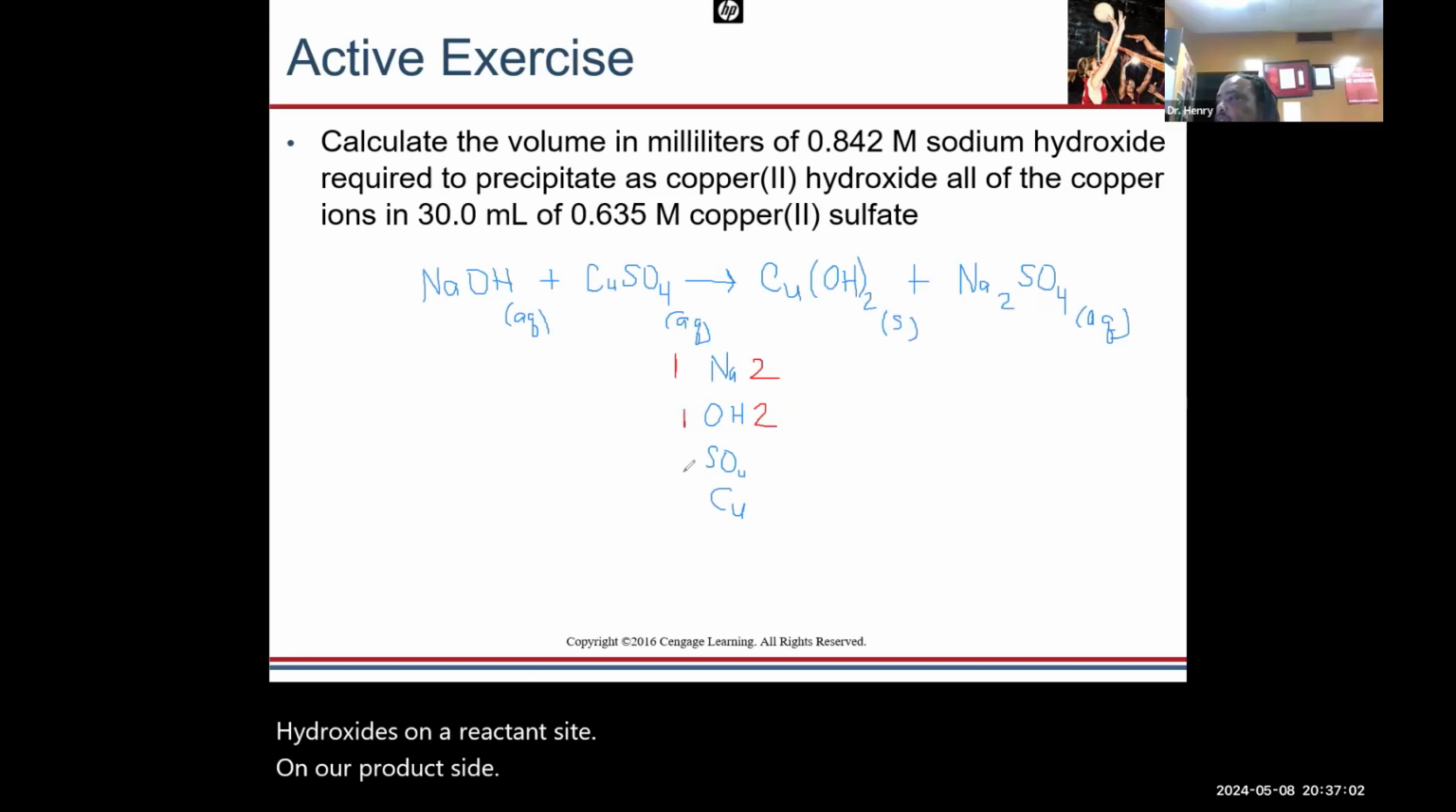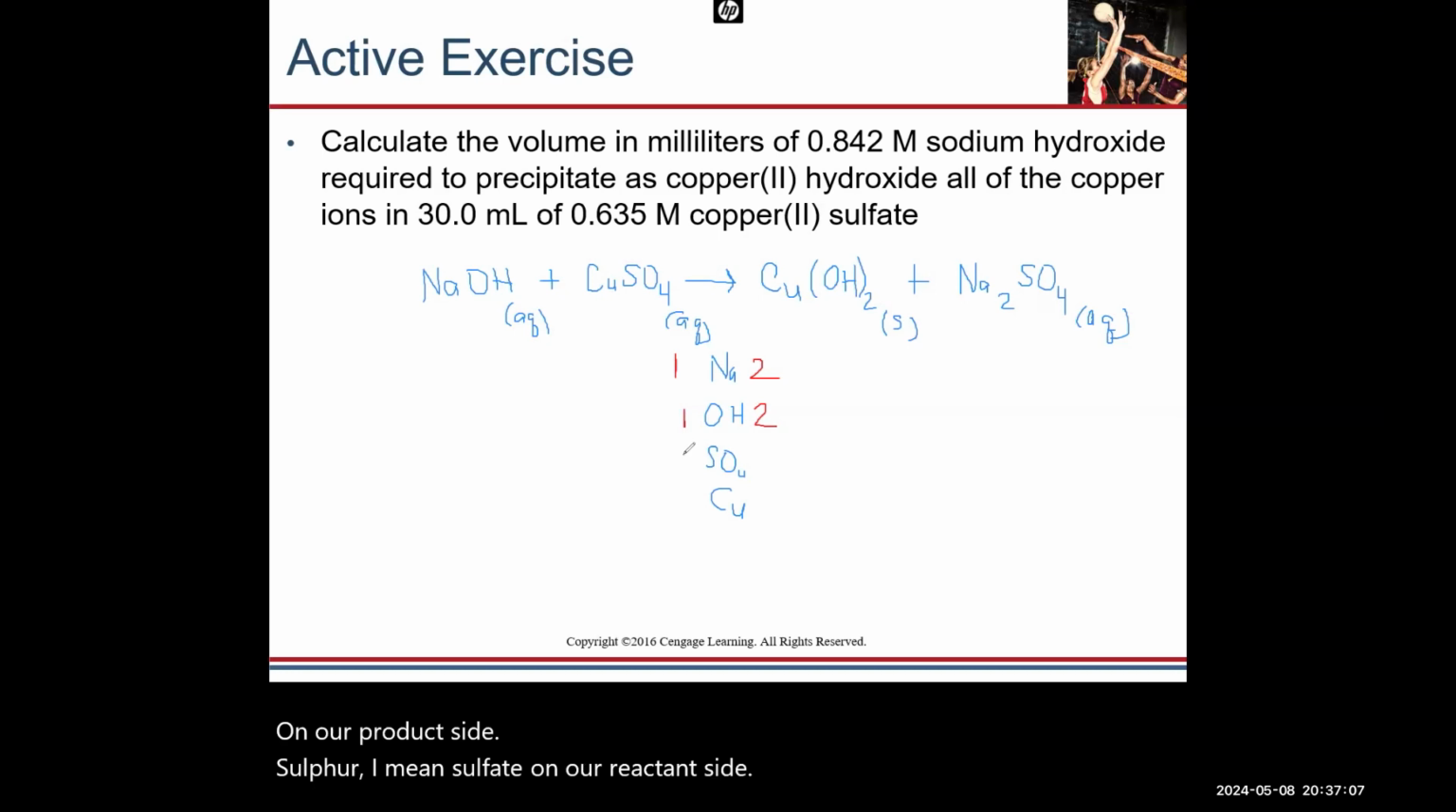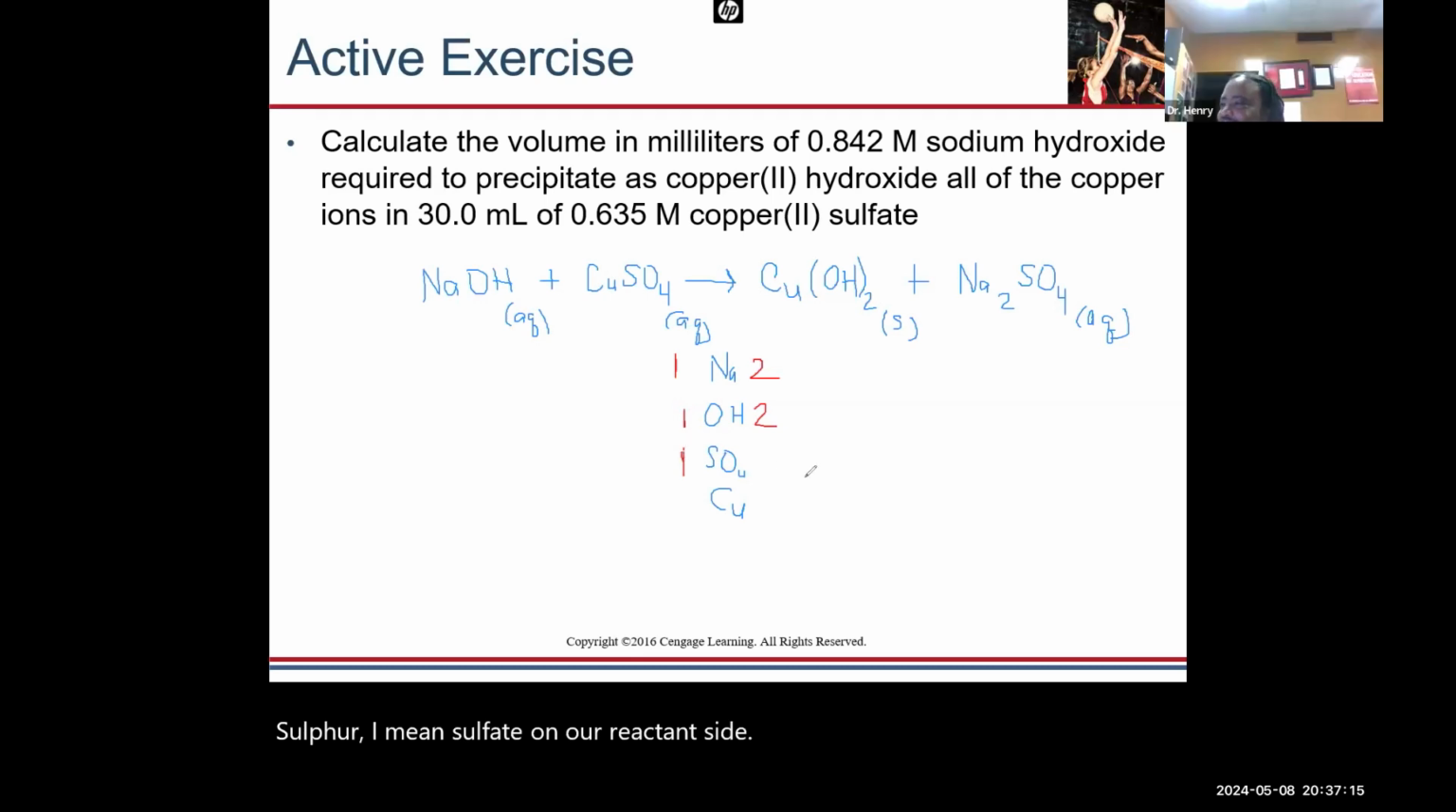Sulfate. On our reactant side, I was about to say zero because you said sulfur. I thought it was a trick question, but you said sulfate. So no, just one.